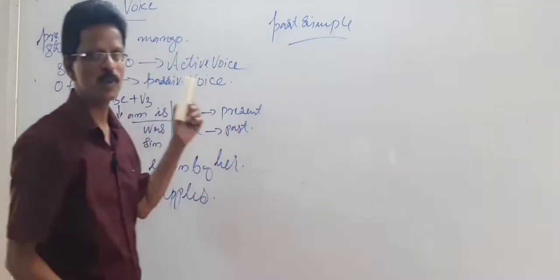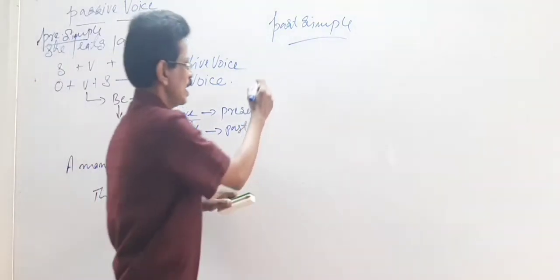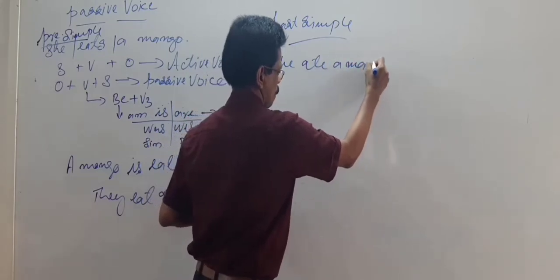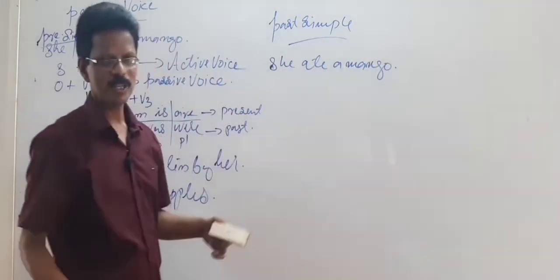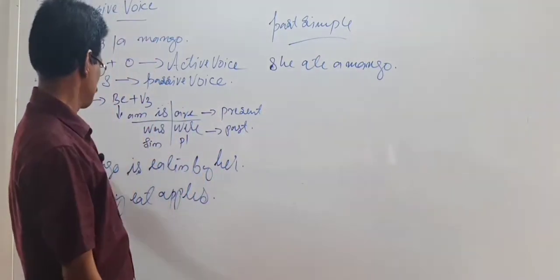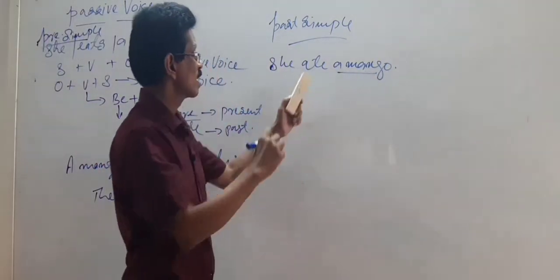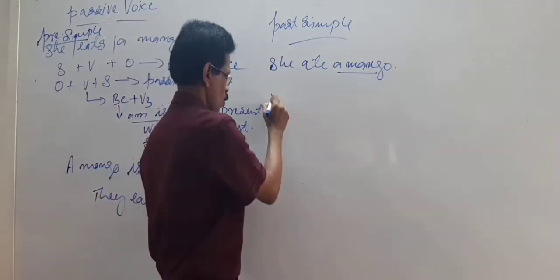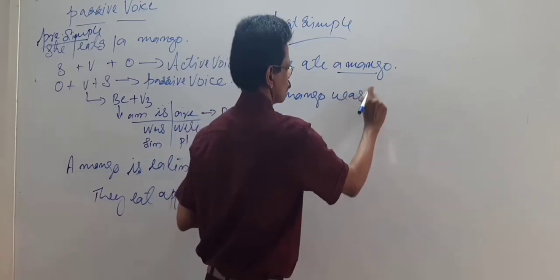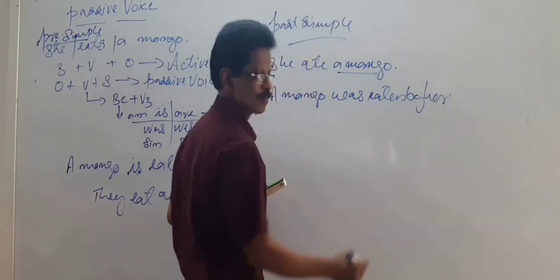If you know present simple, it is very easy to study past simple. Why? She eats a mango becomes she ate a mango. Is it not so? Eat, ate, eaten: V2 and V3. So very simple. Is eaten becomes was eaten. That's all. So a mango was eaten by her.